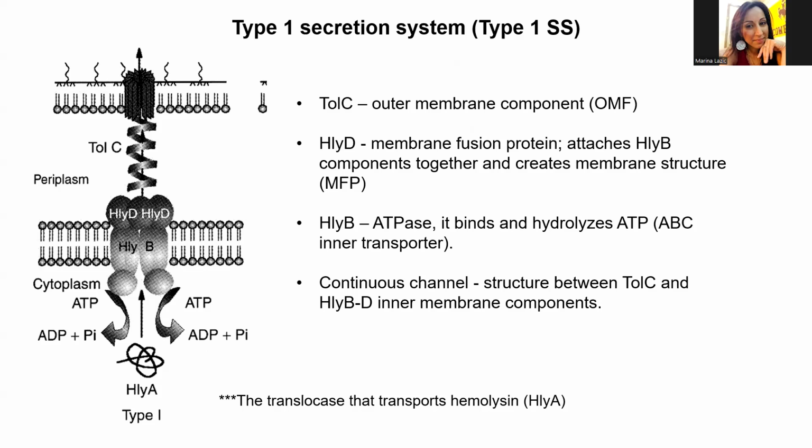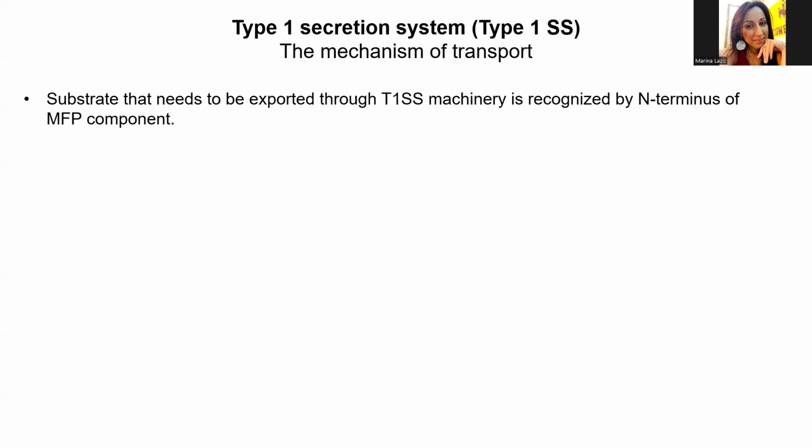So what is the mechanism of this transport? As I said, proteins have to be somehow modified to be targeted for the type 1 secretion system. And don't get confused, this is not the same type of N-terminus signal sequence that we talked about last class. But the process is very specific.